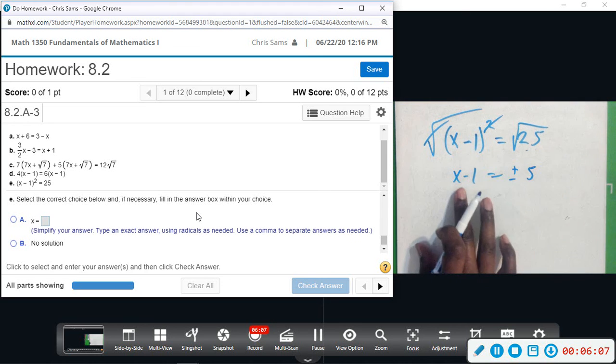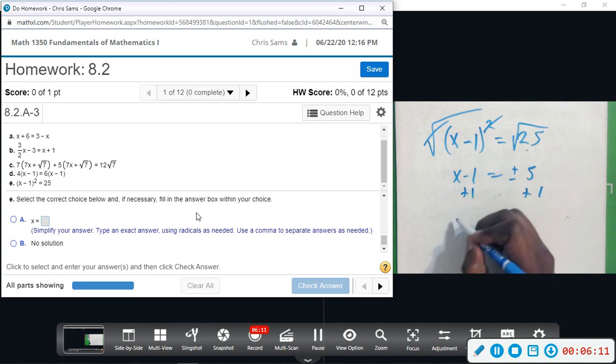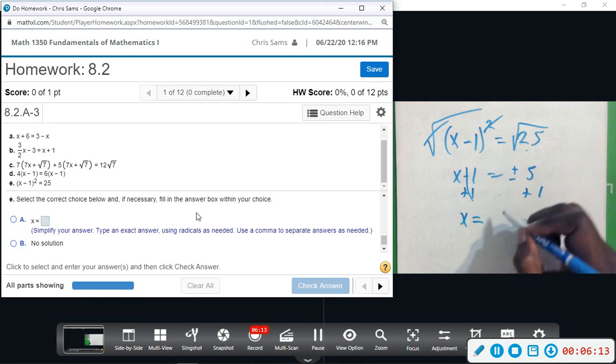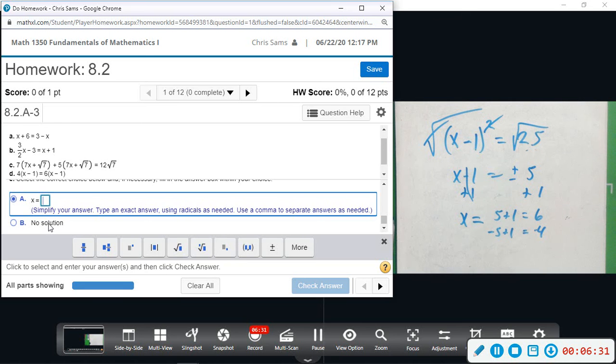And then we're going to add 1. Alright, so this gives us x equals either 5 plus 1 or negative 5 plus 1, which gives us 6 or negative 4. So two potential answers, 6 or negative 4. Use a comma to separate answers as needed. So we have two answers, 6, comma, negative 4.